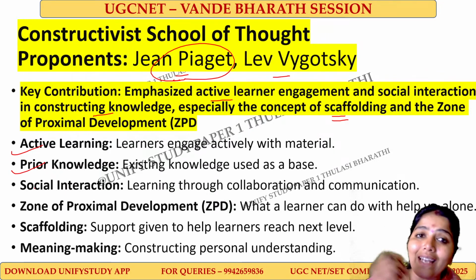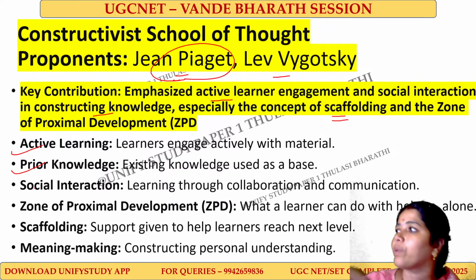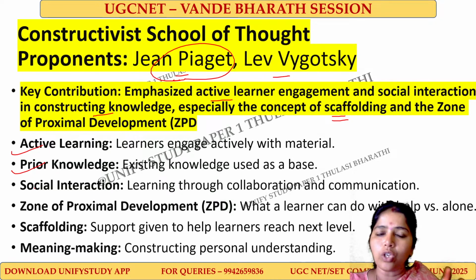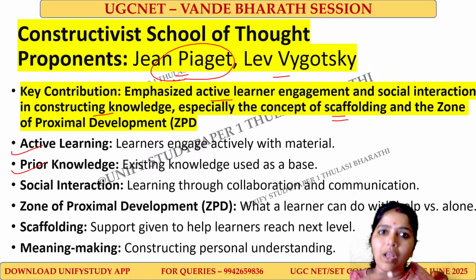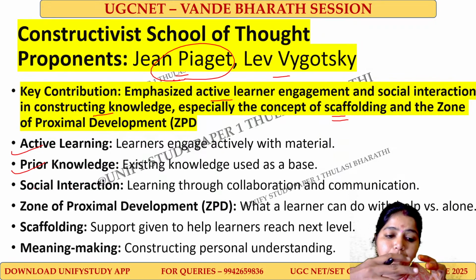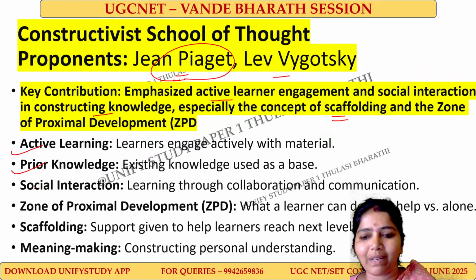So whatever a learner can do alone or with the help of others. What kind of zone is the child in to learn something? Either he can do it alone, or he needs some help from other people, or he needs more help from other people. So what kind of help does he need from society, right? And that's called zone of proximal development.